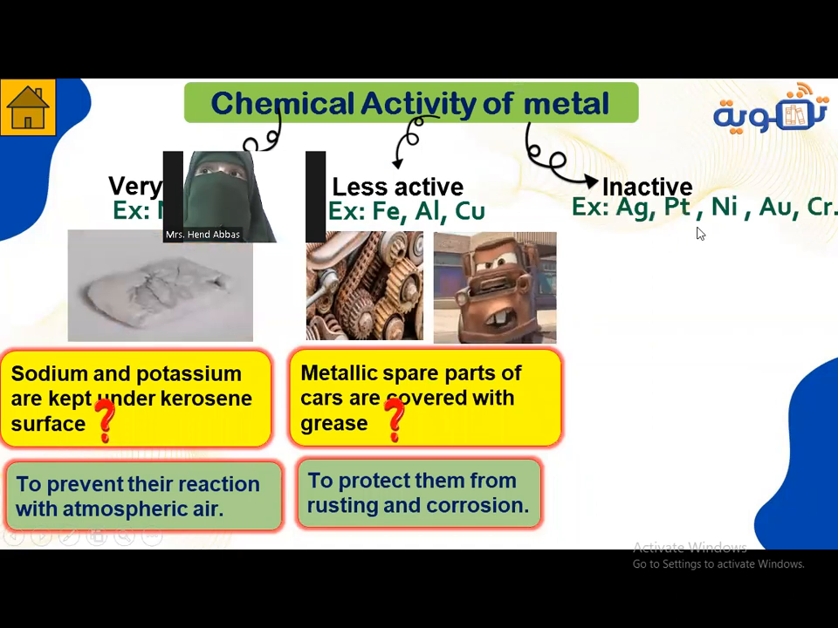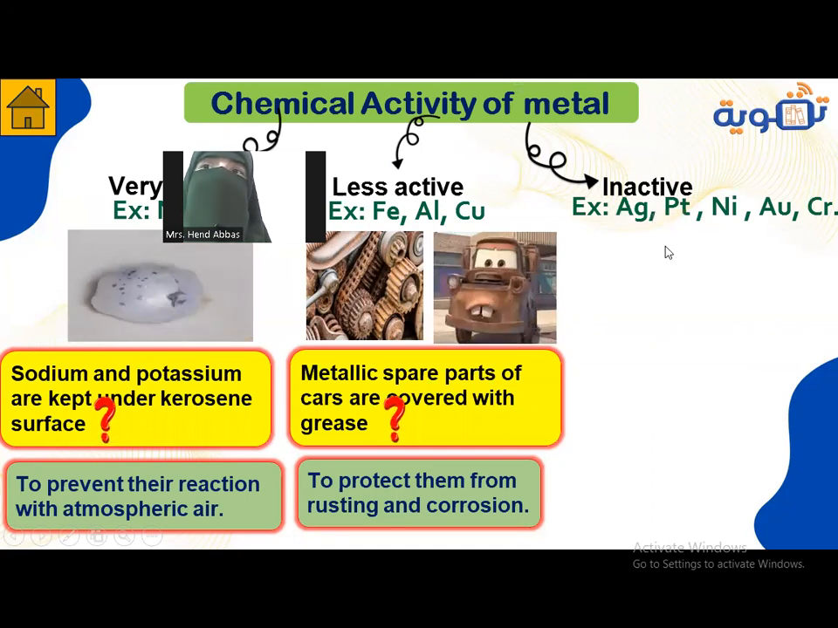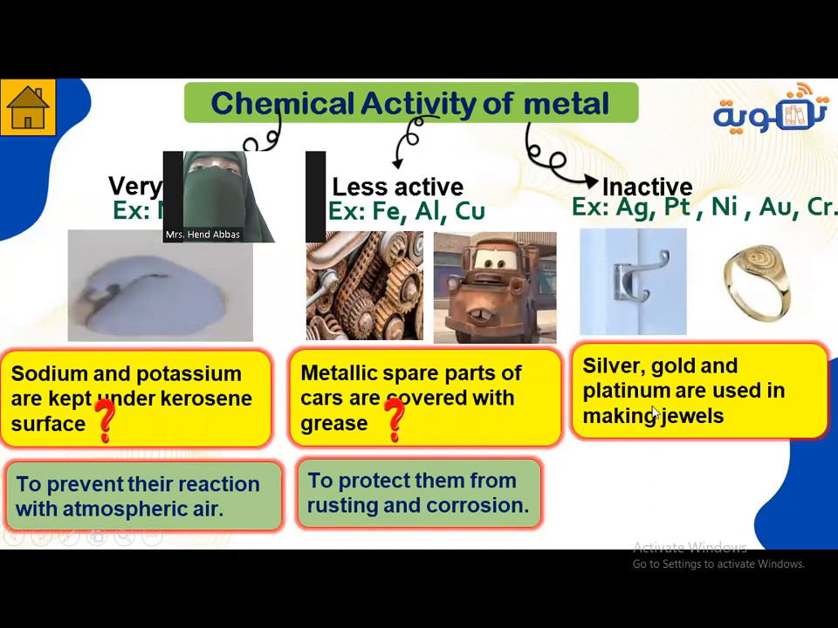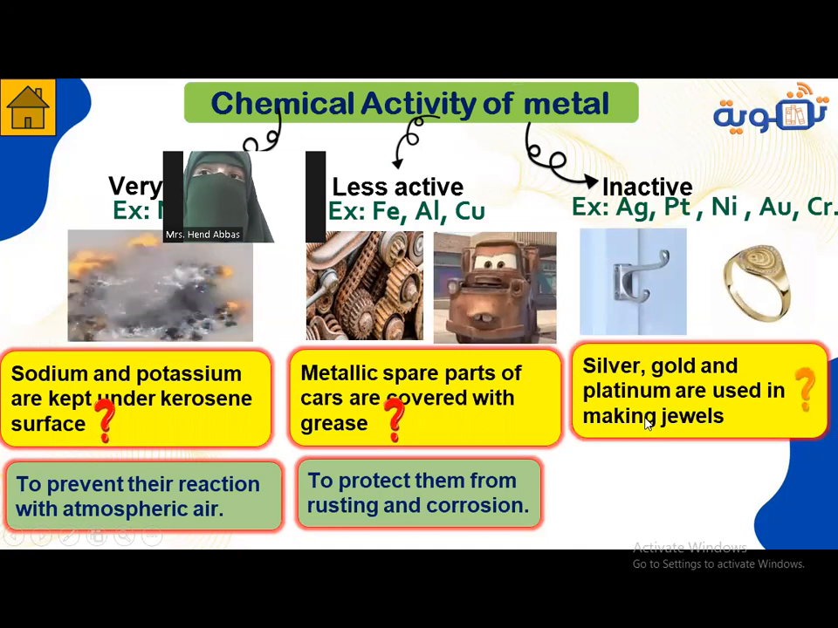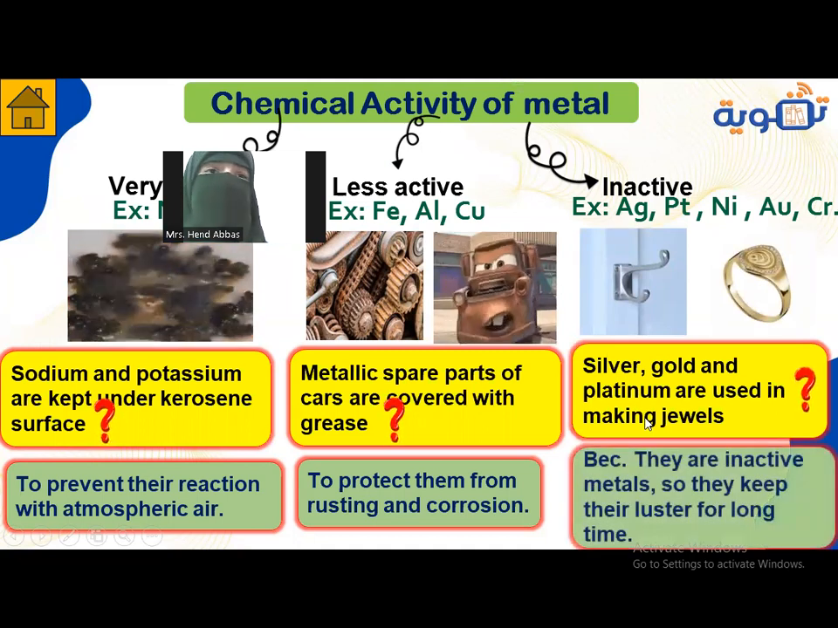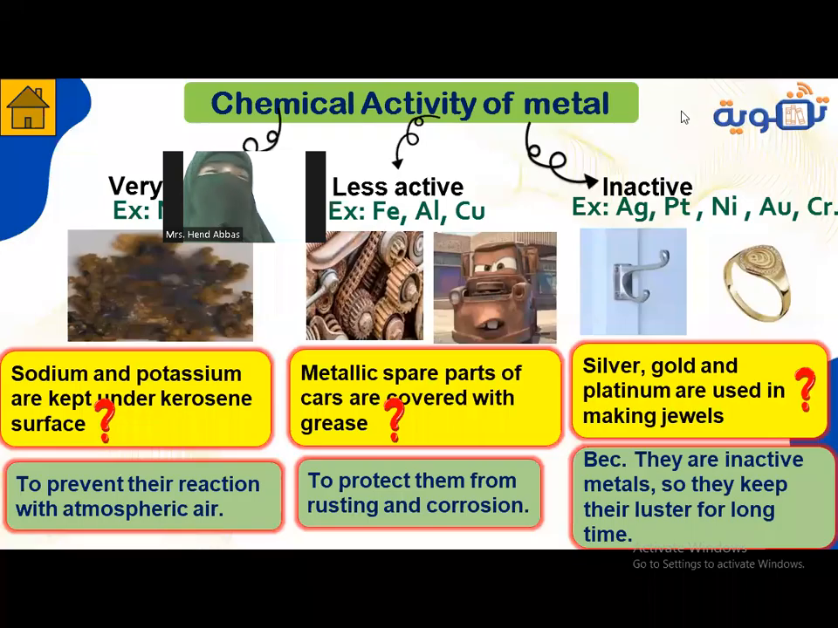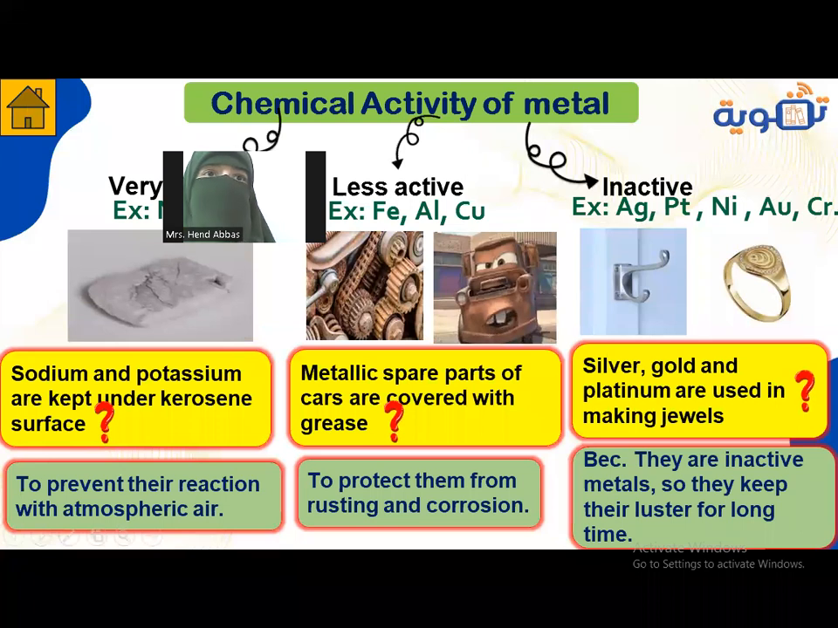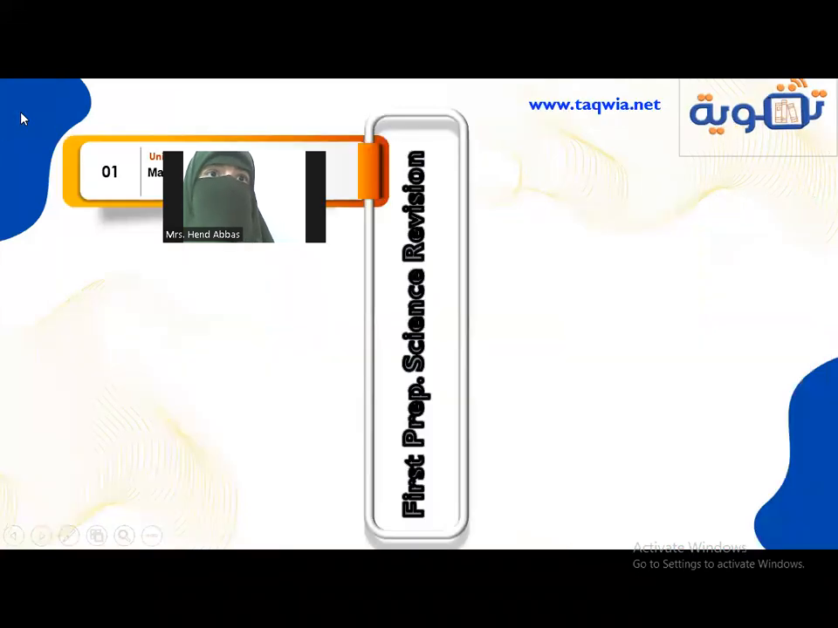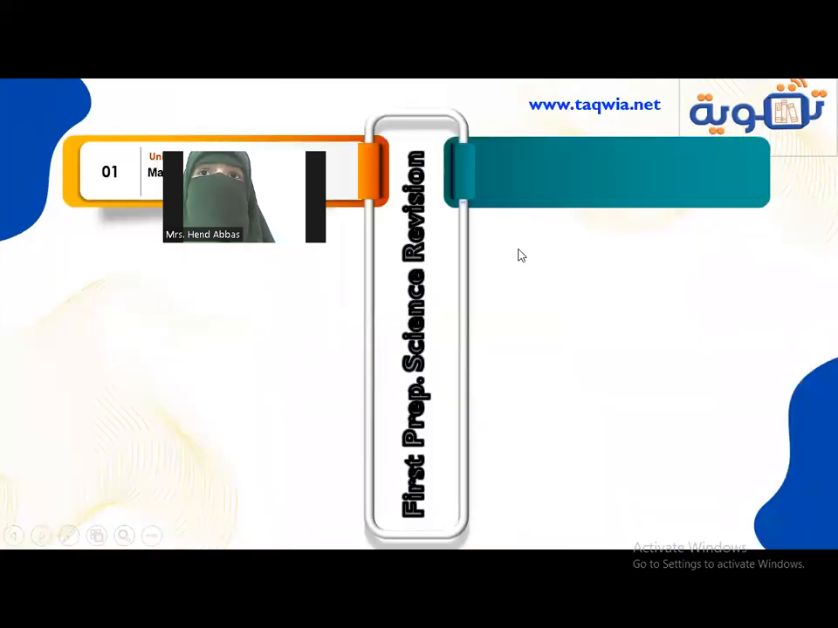Inactive metals, like what? Like silver, platinum, nickel, gold, and chromium. Those are inactive metals. We use them in making jewels. Why? Because they keep their metallic luster for a long time. Let's go to the next lesson. Like that, we finished lesson one. Okay, let's go to the second lesson.